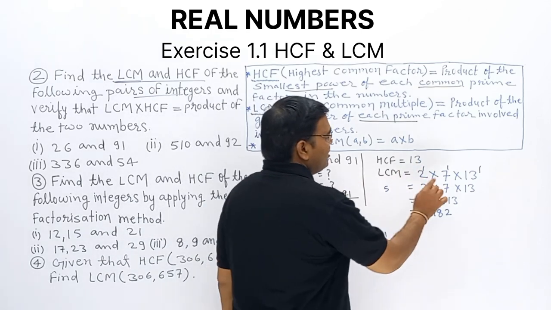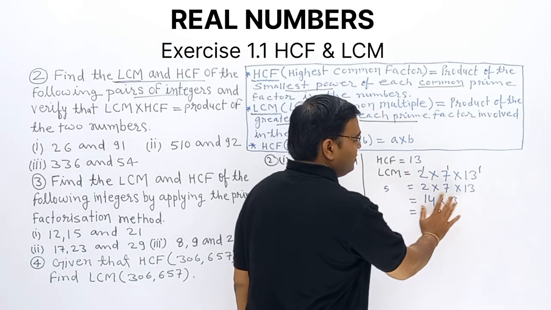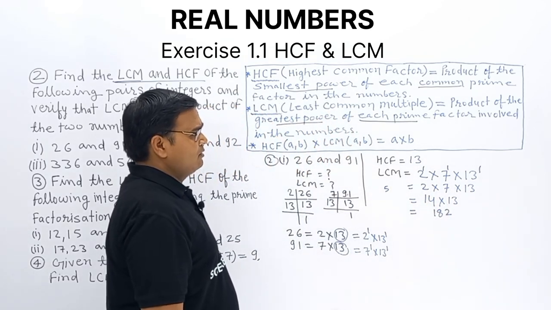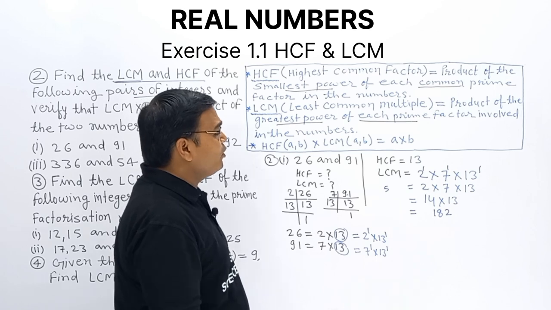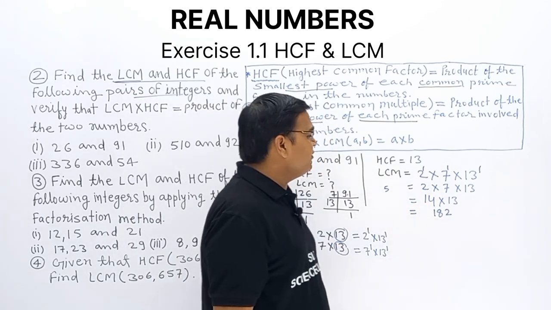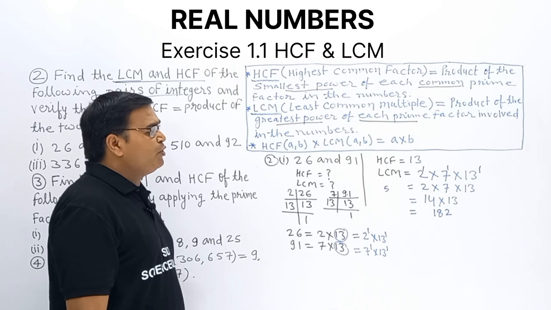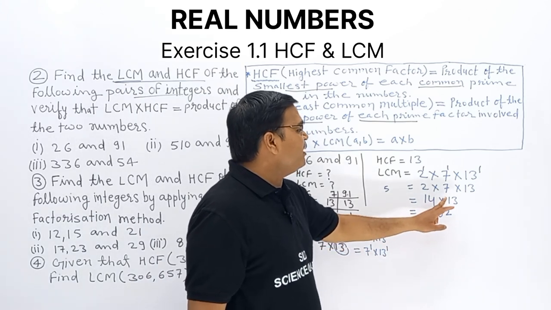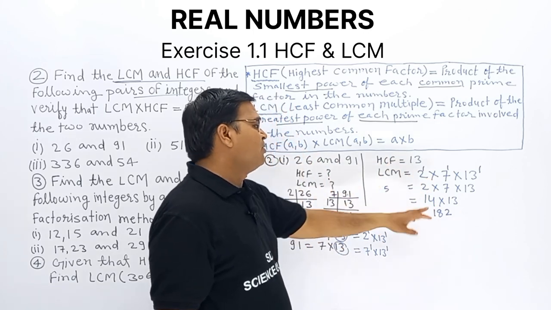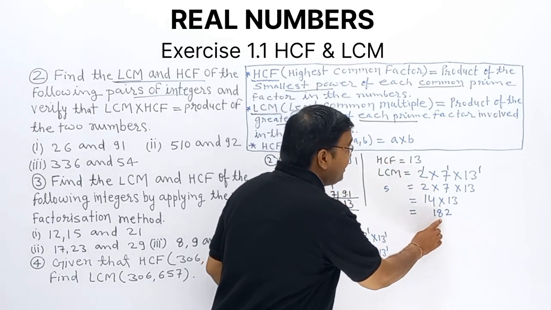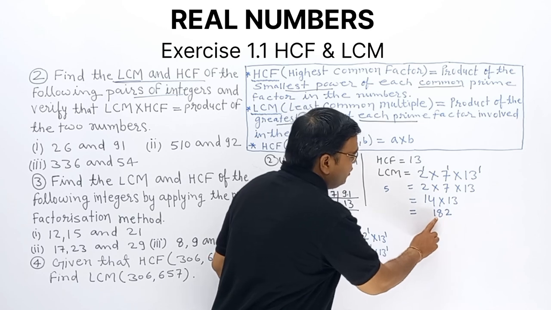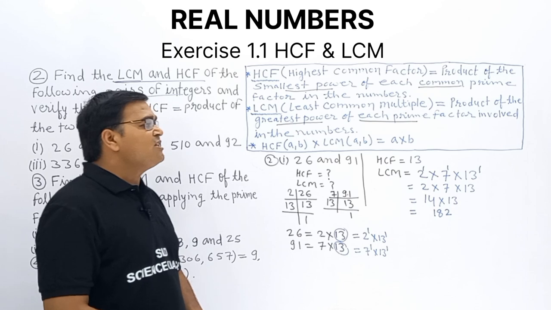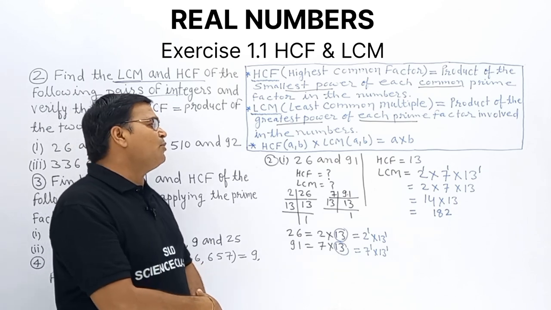Then we multiply. 7 twos are 14. 14 into 13: 14 times 3 is 42, 2 will be there, 4 is remaining. 14 times 1 is 14, 14 plus 4 is 18. So 182 will be the LCM of these numbers. So this is the way of finding the LCM of two numbers.